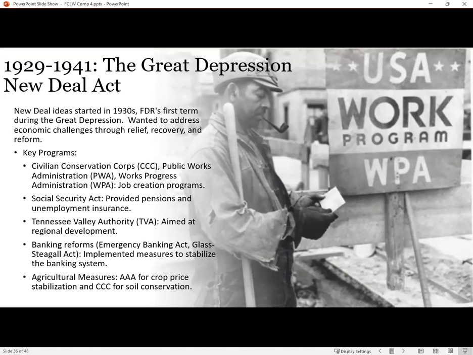So he started the Civilian Conservation Corps, Public Works Administration, Works Progress Administration, which created jobs for individuals who needed them. This is when we started the Social Security Act. This is the Tennessee Valley Authority, which aimed at regional development, which we will see from time to time. He made some banking reforms because some of the issues that may have caused the Depression related to banks. And then he did measures to help the people working in agriculture, the farmers, in their jobs, because they also were going hungry.